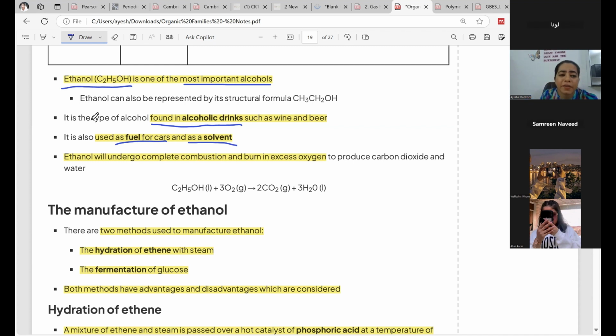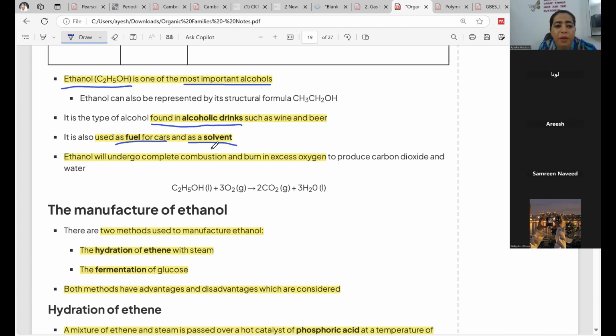This ethanol is also used as a fuel for cars and as a solvent. Now, just like the simple alkanes and alkenes, ethanol can also undergo a complete combustion reaction. It can burn with oxygen and give us carbon dioxide and water at the end.